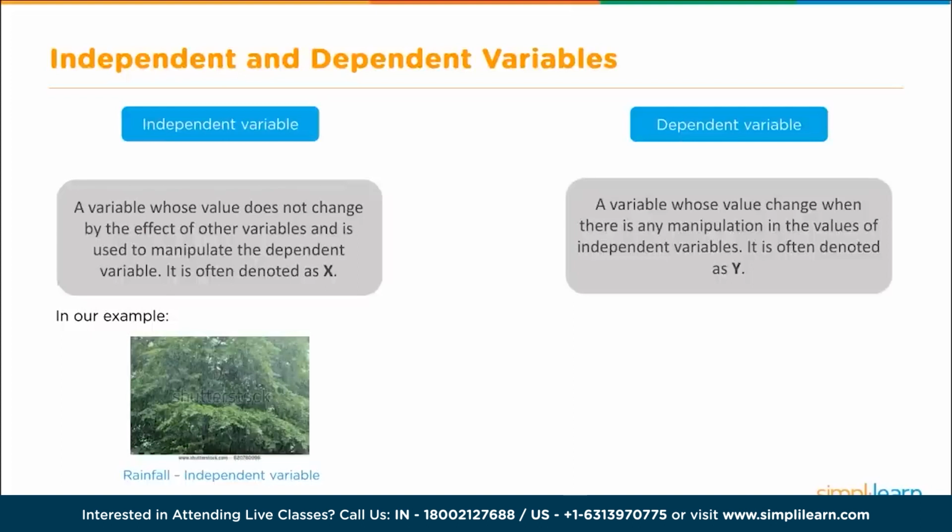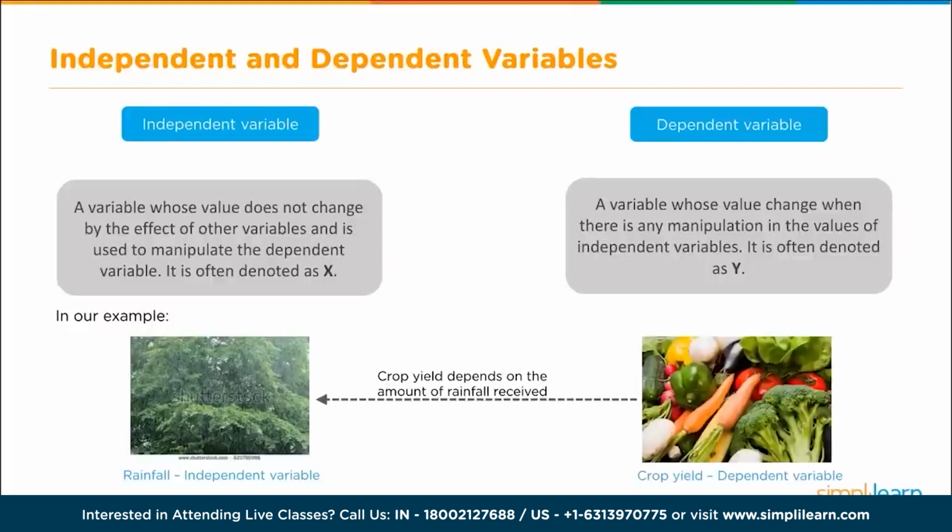a variable whose value changes when there is any manipulation in the values of the independent variables. It is often denoted as y. And you can see here our crop yield is the dependent variable, and it is dependent on the amount of rainfall received. Now that we've taken a look at a real-life example, let's go a little bit into the theory and some definitions on machine learning and see how that fits together with linear regression.